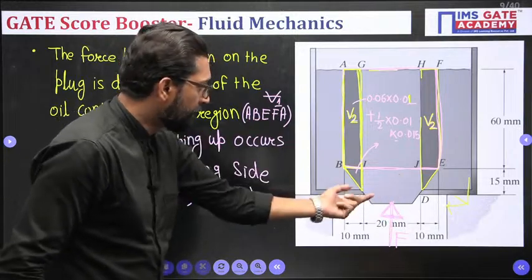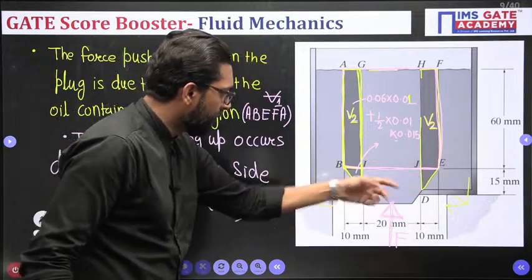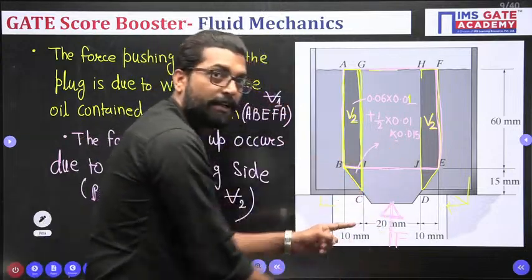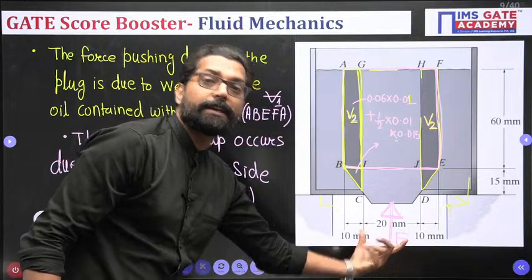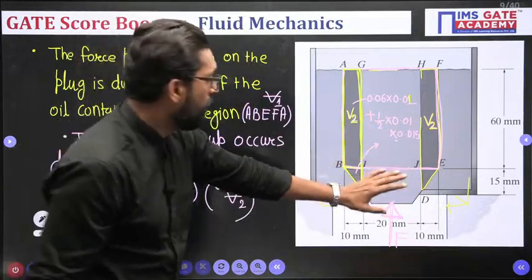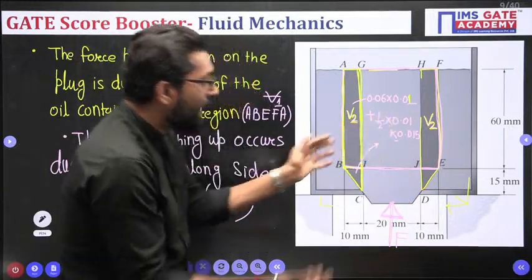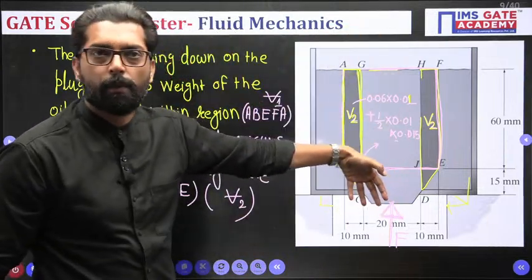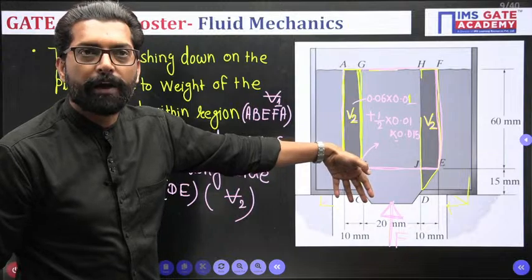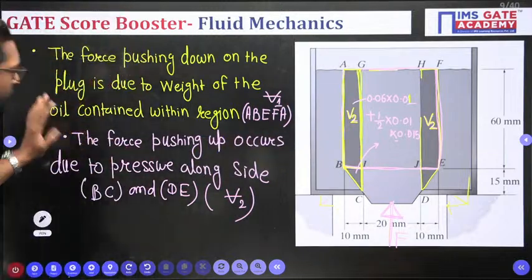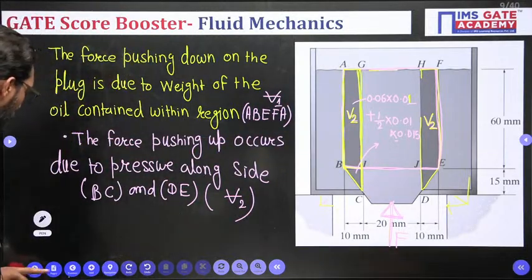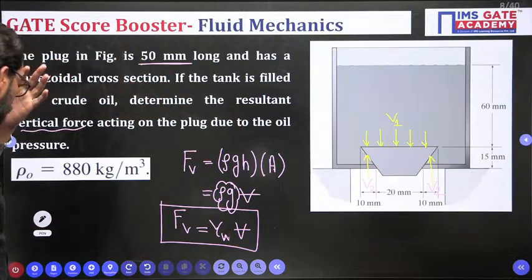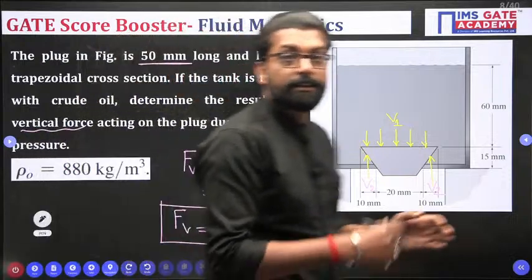Okay, so it may be a trapezial shape, it may be a circular shape, it may be a triangular shape, it may be a conical shape. It is like that. So this is the force required to hold the plug against the weight of the fluid. So these are the second question. Mind it. Now we have to move to the third one.